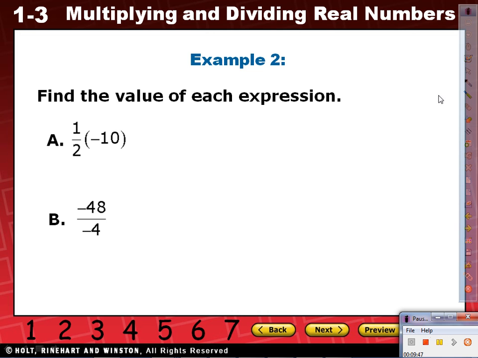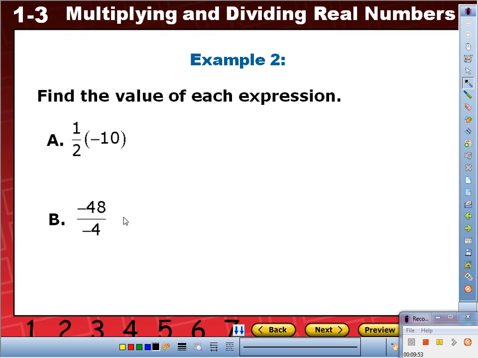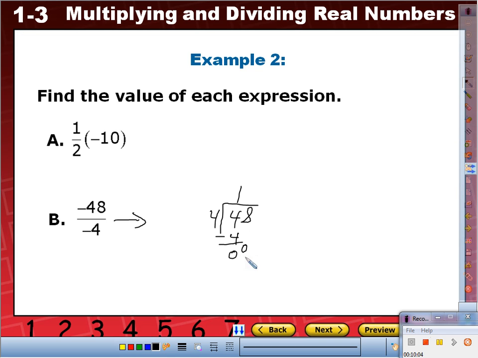Right, here we go. So let's go over 2B. By looking at it, are they the same sign? Yeah, so it's a positive. So this is 48 divided by 4. If it's in there 1, subtract, that's 0. 8 twice, that's 8. Subtract, that's 0. So this is 12. Hands if you got that? Okay, good. Now, A, let's do this one together.